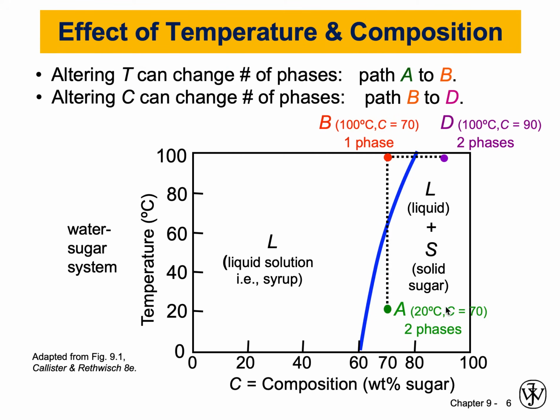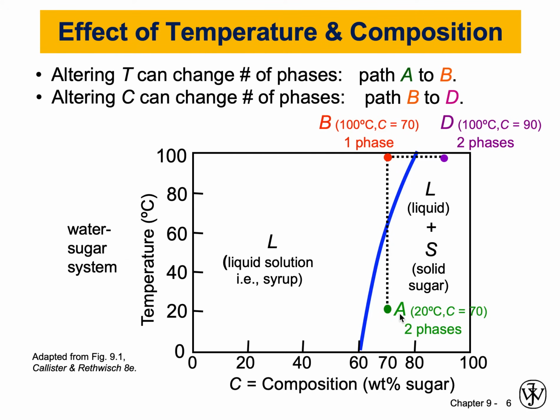Now, if we start from point A, let's say that I have a mixture at 20 degrees Celsius, and it has water and sugar, with 70% sugar and 30% water. So I will be in this location. If you look at the phase diagram, we know that under these conditions of temperature and composition, assuming the pressure is the same, my mixture is going to have two phases, one liquid and one solid. So I'm in this region to the right of this solubility curve, right?